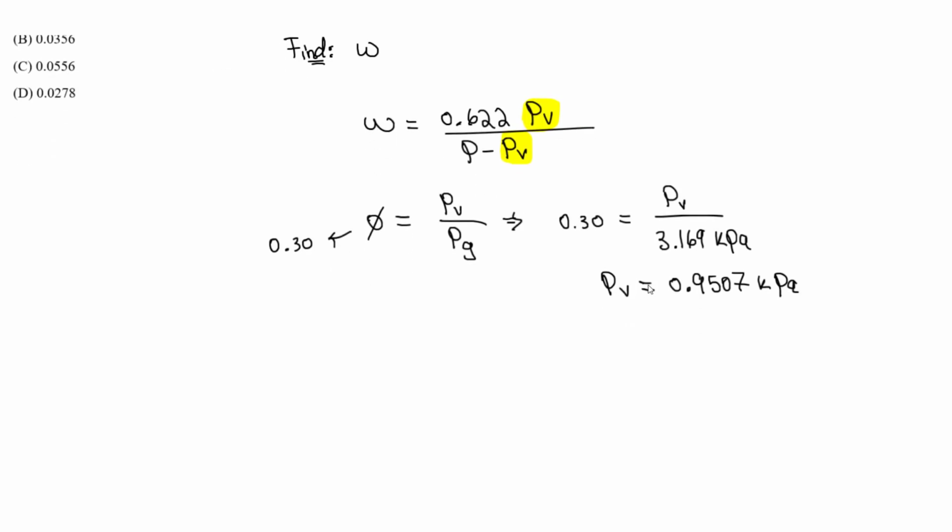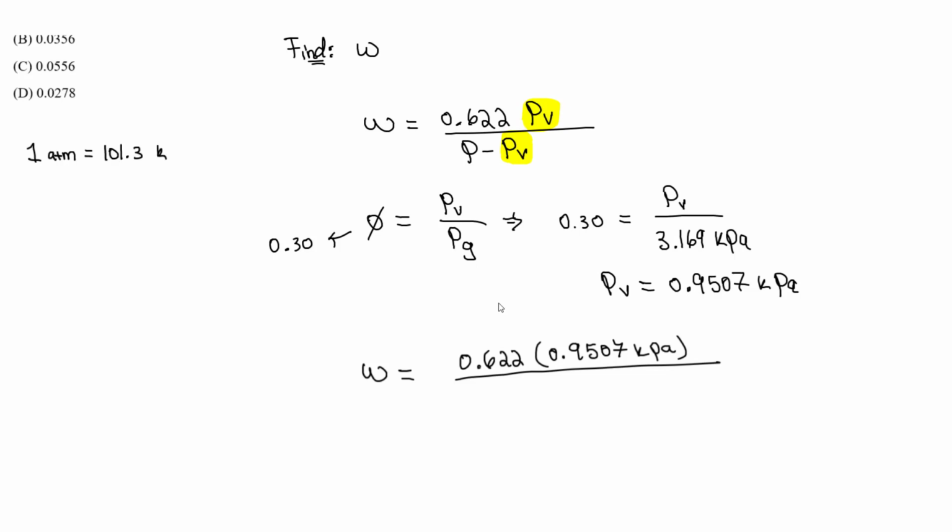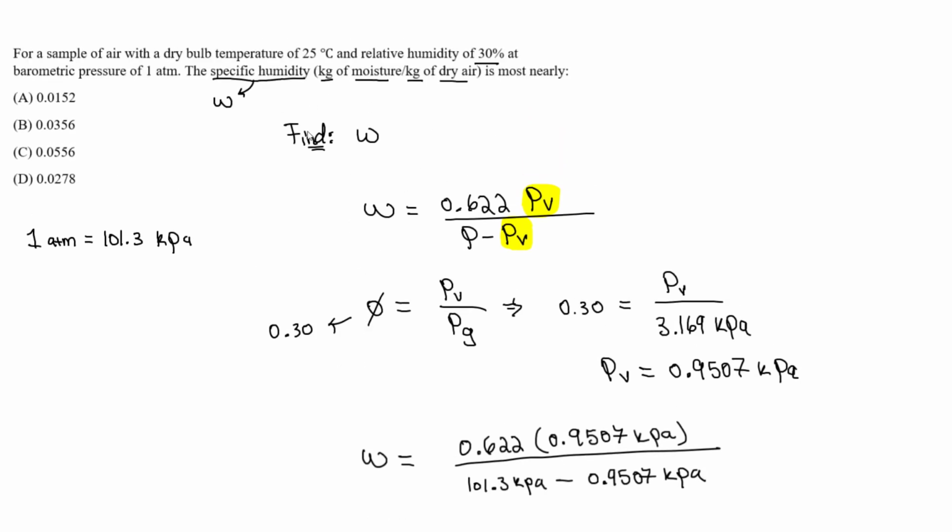So now all we have to do is take this P sub V value and plug it in here and in here. That's all we're doing, and solving for omega. So we take 0.622 times P sub V, which is this one, 0.9507 kPa, divided by my P value, which is 1 atm. And we know, let's write it on the side, 1 atm, you should have this memorized, is going to equal 101.3 kilopascals. So you should have this memorized. It's very important to know that conversion. We're at 1 atm for P minus our P sub V value, which is 0.9507 kilopascals. So now you can just do all the math and solve for your omega, which is going to be again the specific humidity.